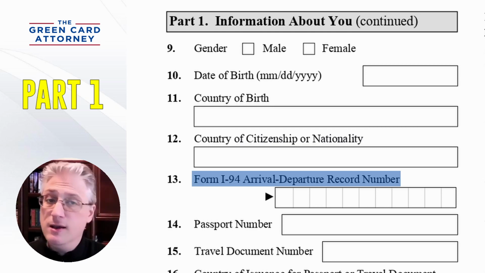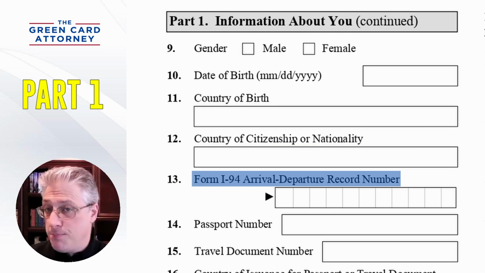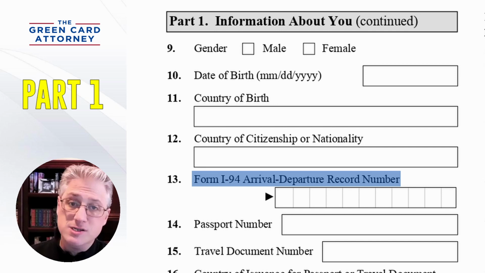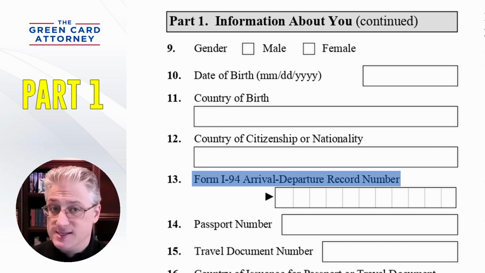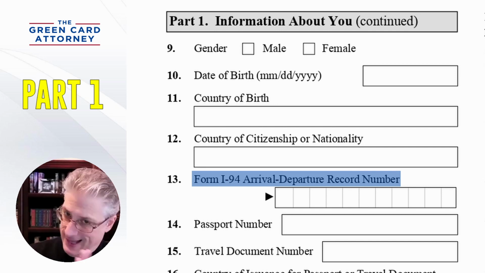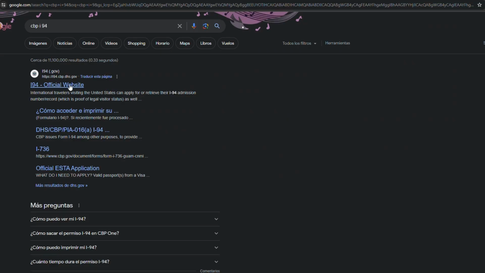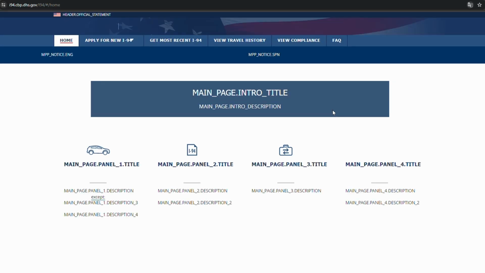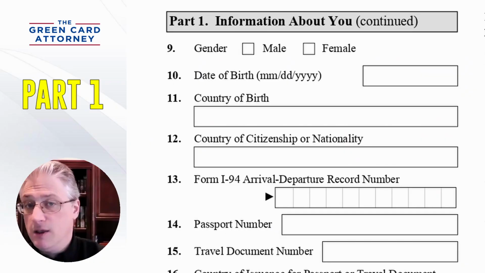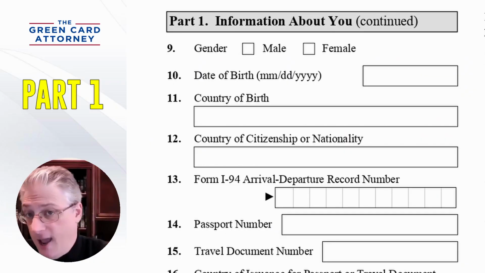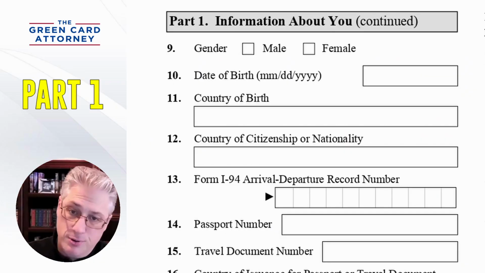In point 13, the Form I-94 arrival departure record number. This number is given by a border official when entering the United States legally through a port of entry, like an airport. It used to be a white form, now it's a stamp on your passport. If you can't find the information, you can go to CBP's website, which I'll leave in the description below. You can find the link down there. If you don't have this number, or if you didn't enter the country this way, you can put not applicable.